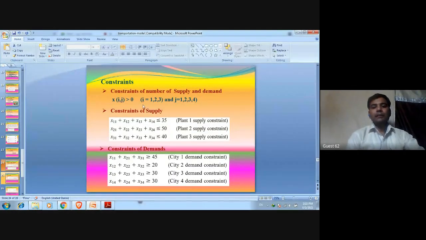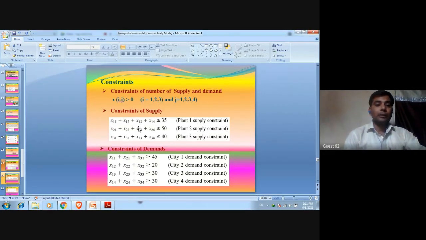Look, constraints are given here. Constraint of supply, that is x11 plus x12 plus x13 plus x14 less than or equal to 35. And the second constraint is given here, and the third constraint. These constraints are related to your supply. And in the second part, constraints for demand. So there are four constraints for demand and three constraints for supply. It means these are plants from where we have to supply the product or service, and these are the warehouses where we have to fill the requirement of these warehouses.